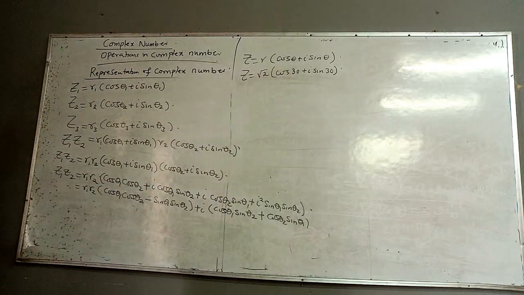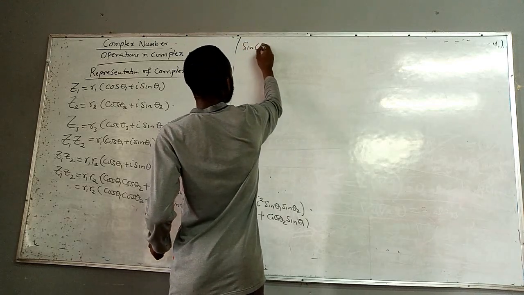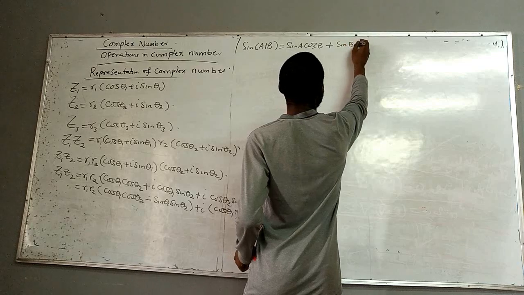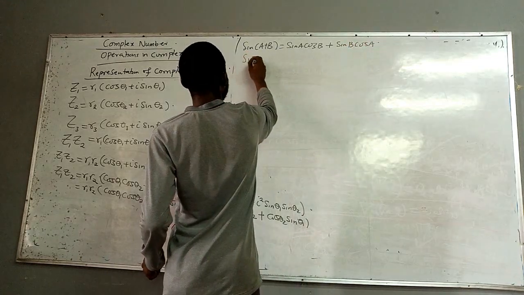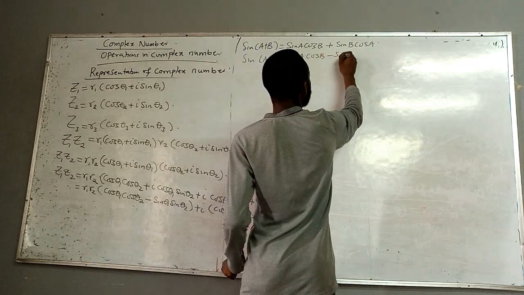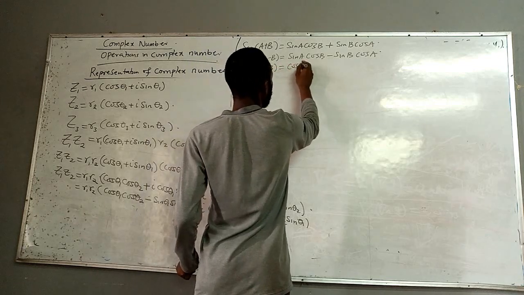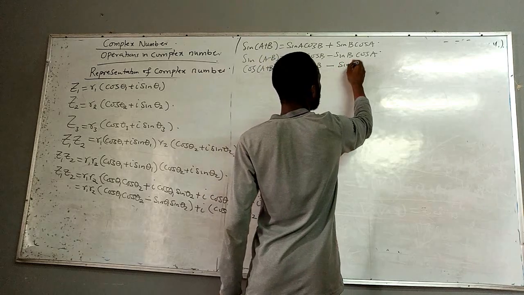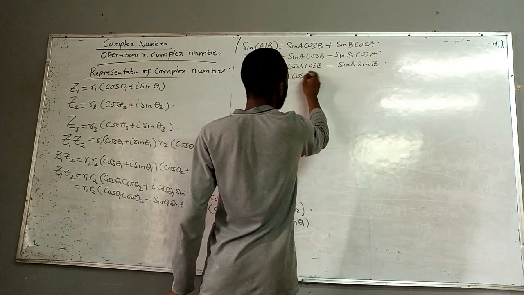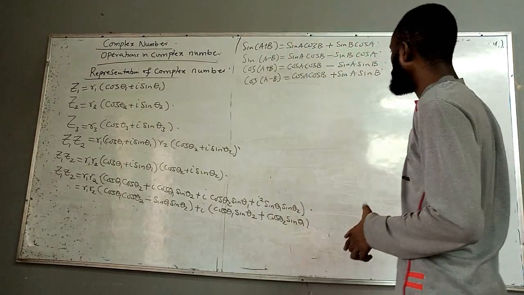Now, remember from trig identities, let me give you some trig properties. Remember, sin(A plus B) equals sin A cos B plus sin B cos A. Also, sin(A minus B) is sin A cos B minus sin B cos A. cos(A plus B) equals cos A cos B minus sin A sin B. cos(A minus B) equals cos A cos B plus sin A sin B. This property is very, very important. That is what we are going to apply.